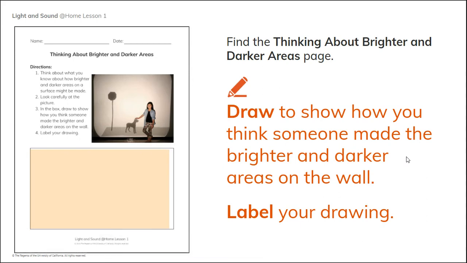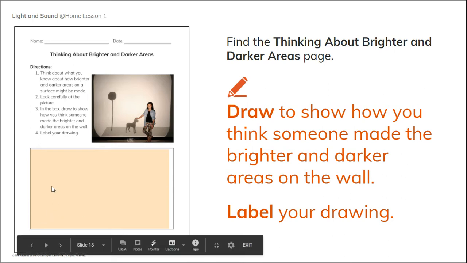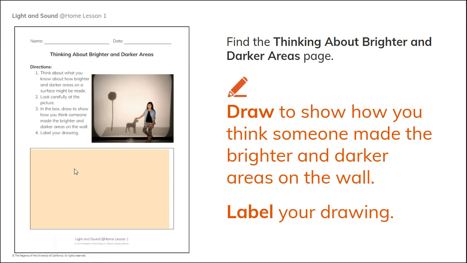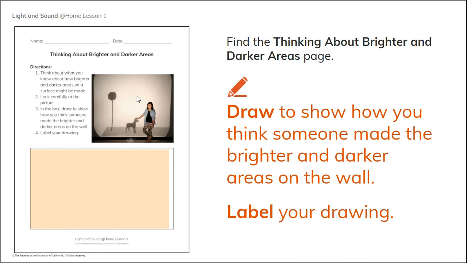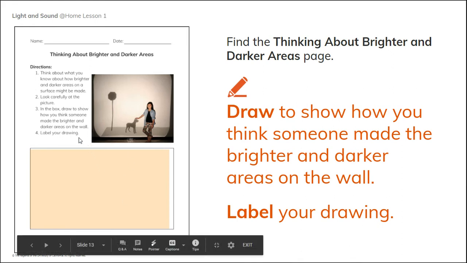Okay. So what you are going to do, and this is on your independent work, think about what you know about how or why some areas are bright and some areas are dark. And look at the picture. In this box, you're going to show or tell about how you think someone did this. How do you think they made some areas bright and some areas dark? When you finish your picture, make sure to label your drawing so that the teacher can see exactly what you're trying to show.